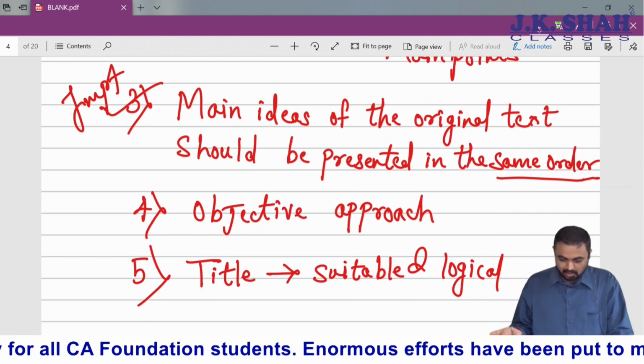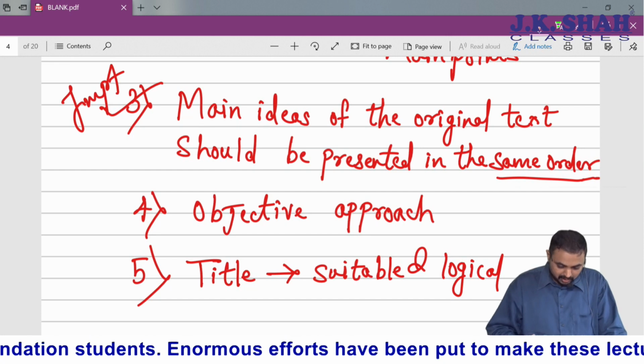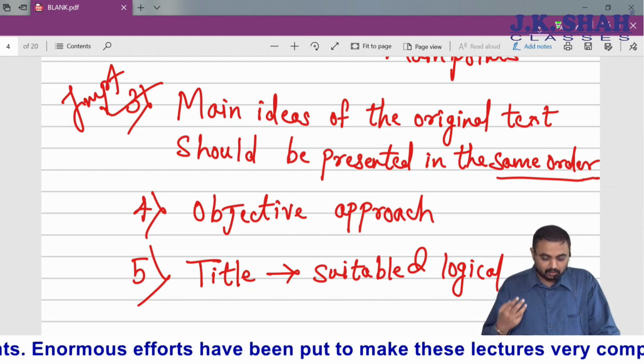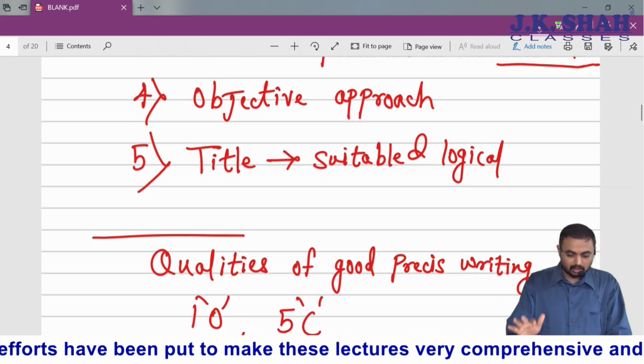Objective approach, the same as objectivity, write as per the passage. You need to be impartial. You can't add anything of your own. The title that you are giving to the passage should be suitable and logical. This is all about the topic.